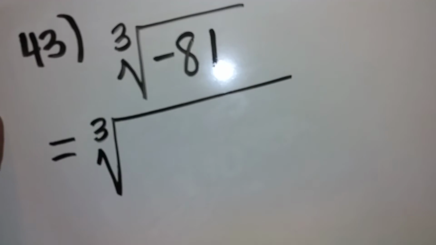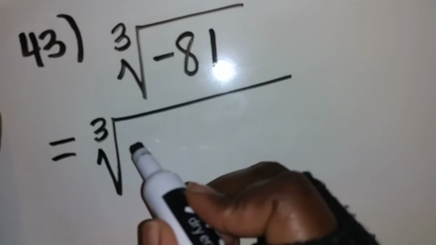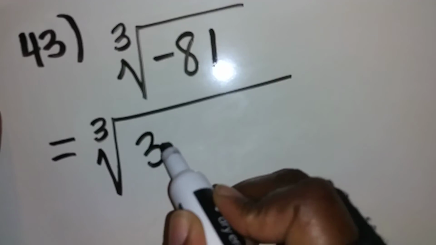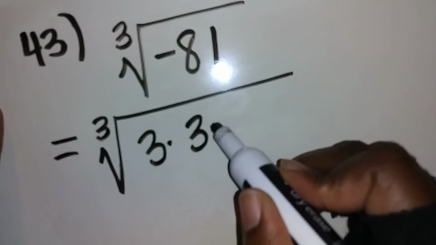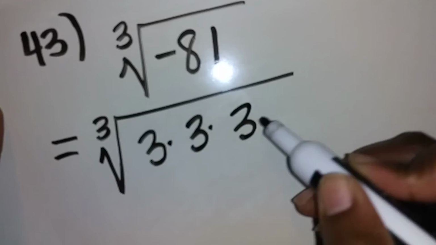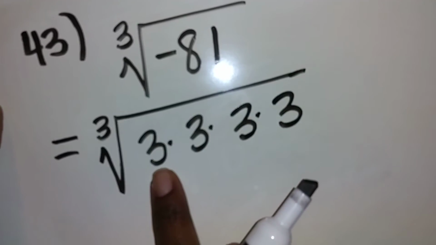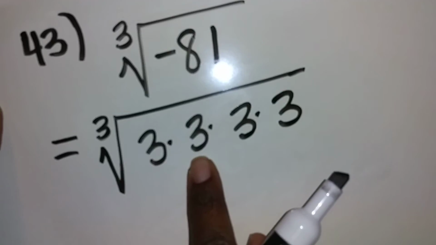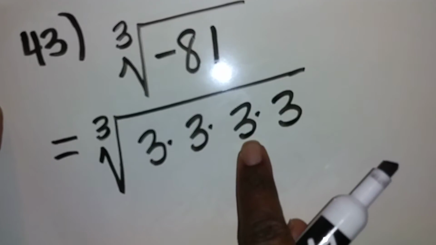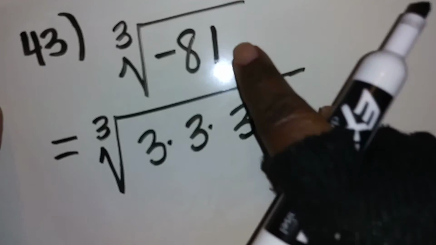Okay, we can put the signs in as we go. So let's do 81. Well, I know 9 times 9 is 81. So we're going to say 3 times 3 is 9, and then 3 times 3 again is still 9. So let's check that. 3 times 3 is 9. 9 times 3 is 27. 27 times 3 is 81.